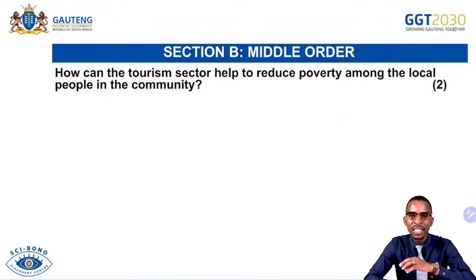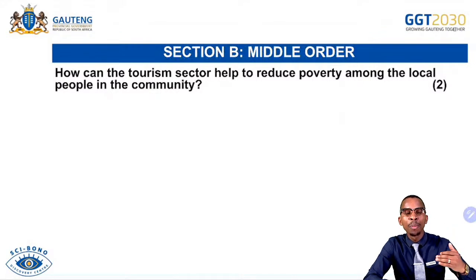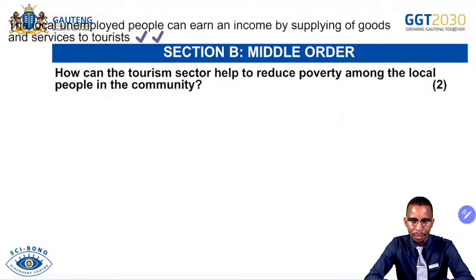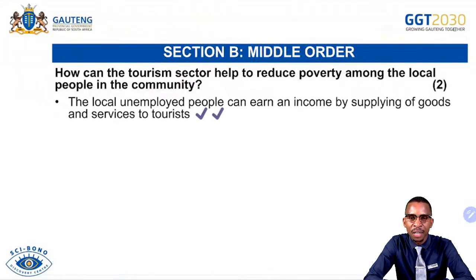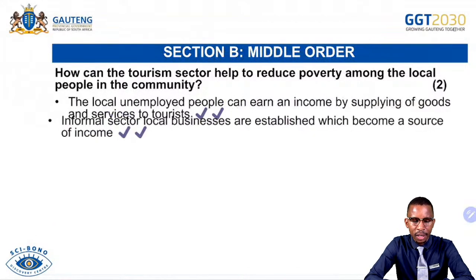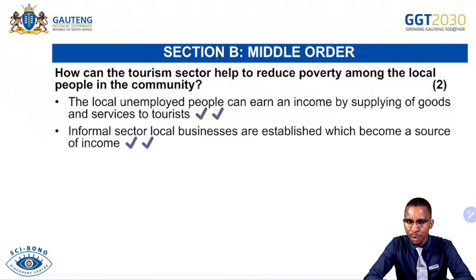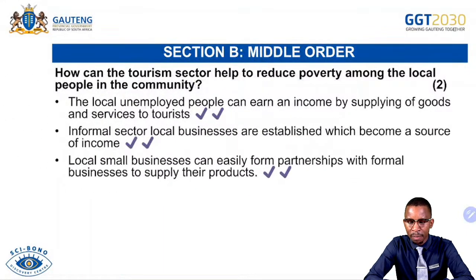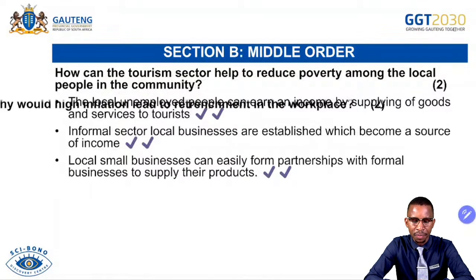So if ever there's an attraction in the area, there will be some developments that will allow people to be employed, which will allow them to escape poverty because they will be earning income. Some will be starting businesses for themselves, then they will be earning a living. Local unemployed people can earn income by supplying goods and services to tourists. Informal sector local businesses are established, which become a source of income. Local small businesses can easily form partnerships with formal businesses to supply their products.